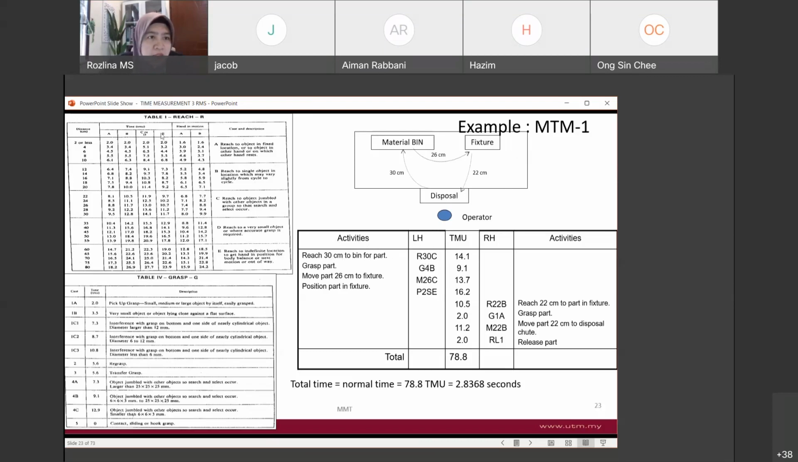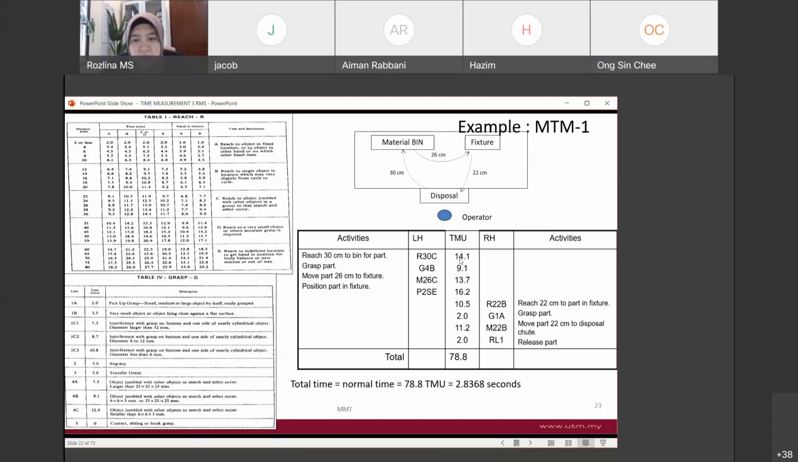So what is the R30C? R 30 and then C. The C is its movement: reach the object jumbled with other objects. R30C, and then grasp part G4B. So grasp G4B, this one. The time is 9.1.